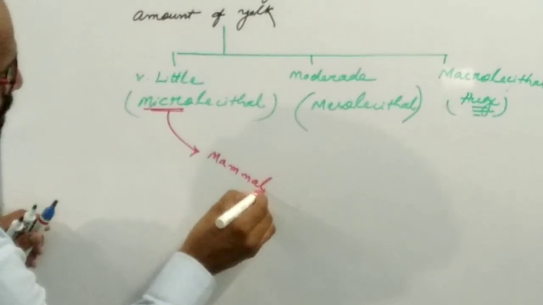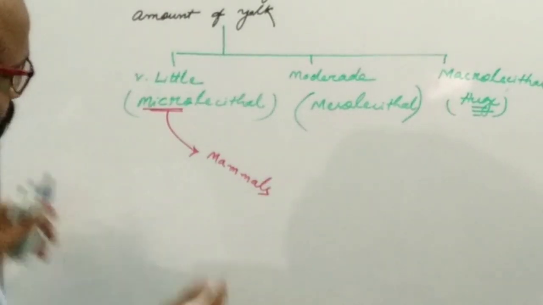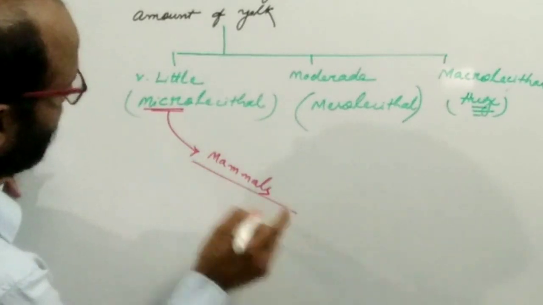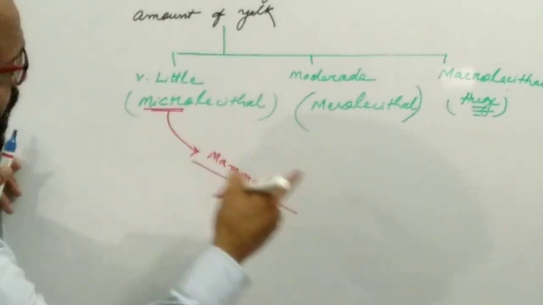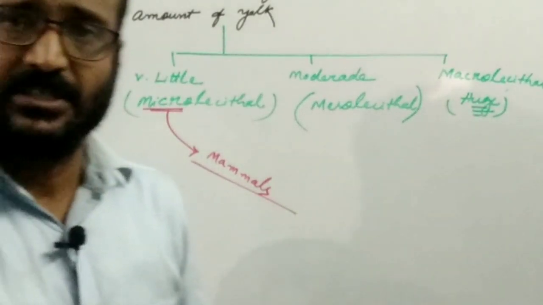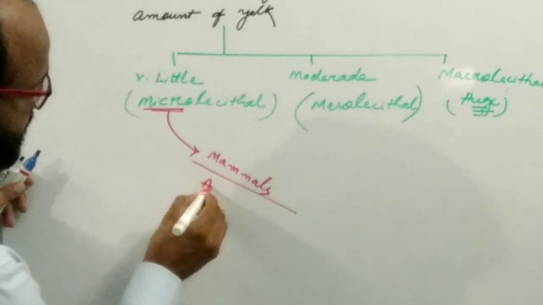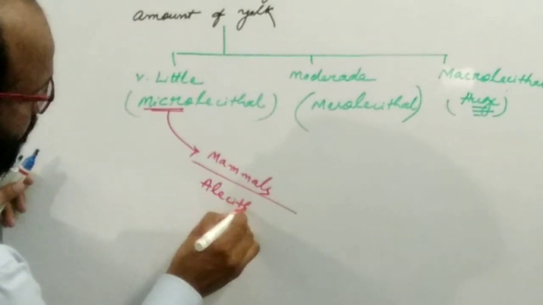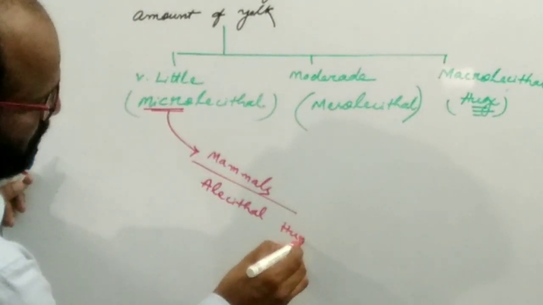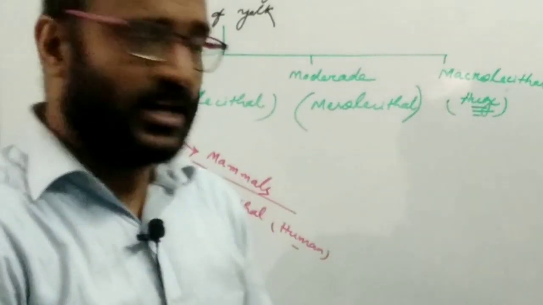In case of mammals, the eggs are microlecithal. Somehow the human egg is believed to be microlecithal, and some say that in the human egg there is no yolk. An egg without yolk is known as alecithal. The human egg is somehow known as alecithal.